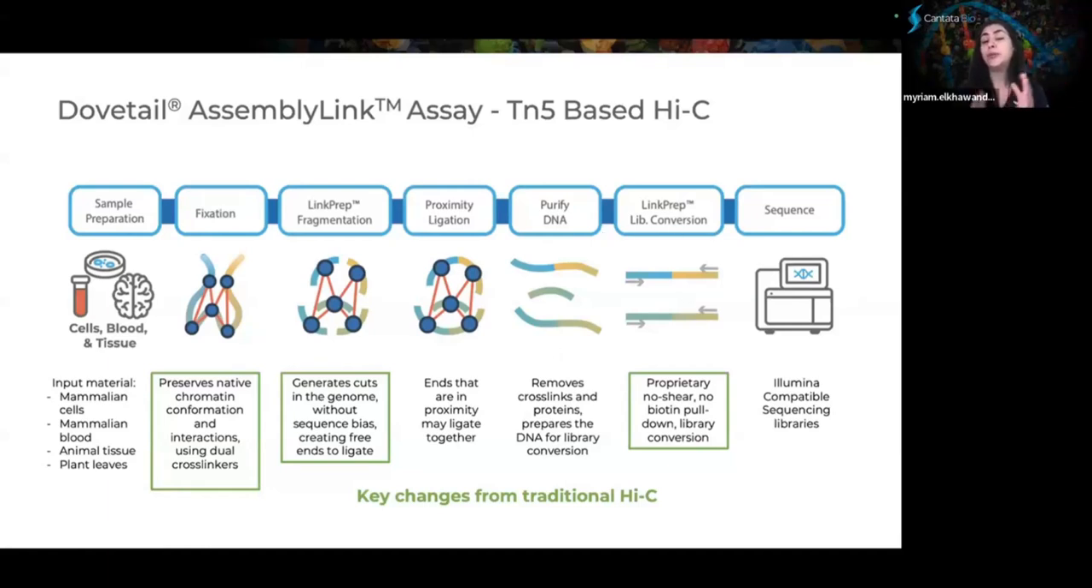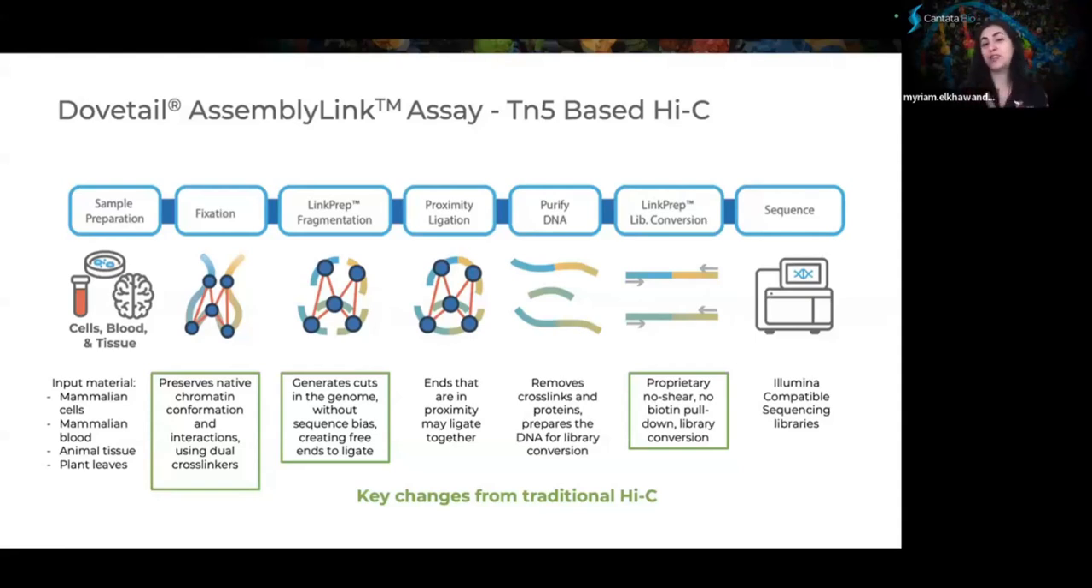And here for the library conversion, you don't need to do sonication and you don't need to do biotin pull down. The assay leverages pre-tagged adapters that are added during the fragmentation step. So what that means is you're able to speed up the process. You're removing the need of a sonicator, you're reducing variability that comes with that step, and you're also reducing the number of invalid read pairs in your Hi-C library.